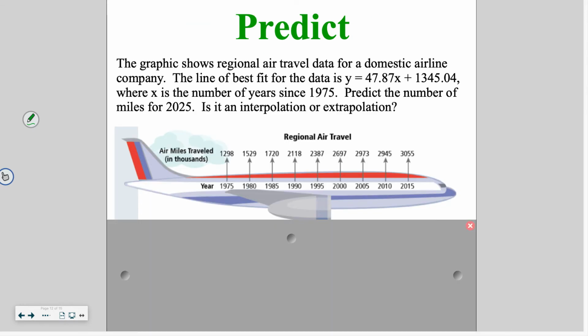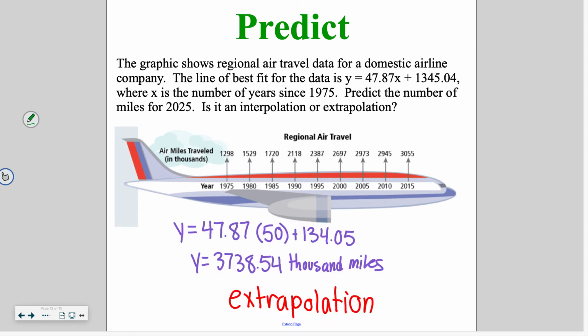Go ahead and try this one on your own, predicting the number of miles for 2025 and also determining if it is interpolation or extrapolation. We get an answer of 3,738.54 thousand miles, and it is extrapolation because it is after our data set.